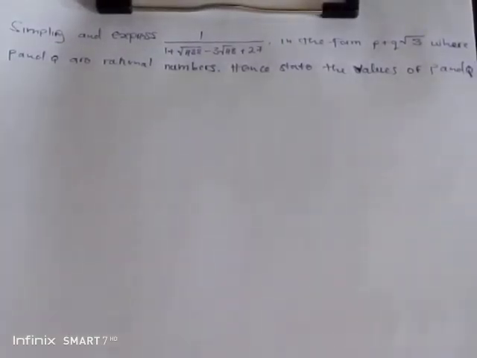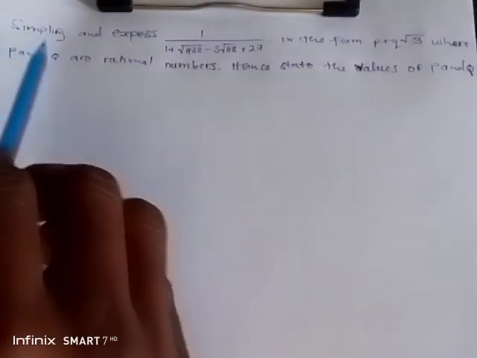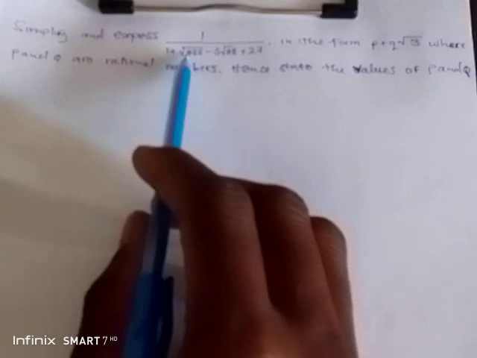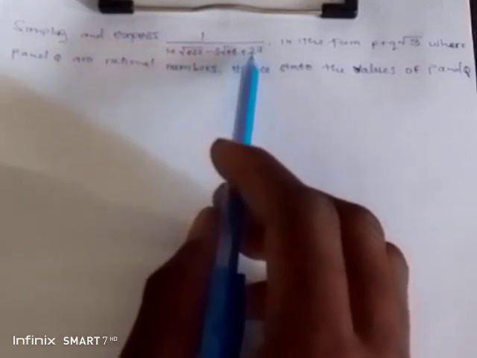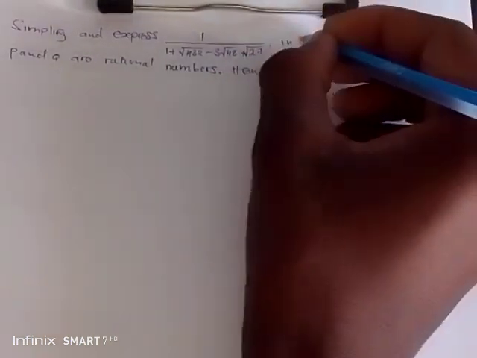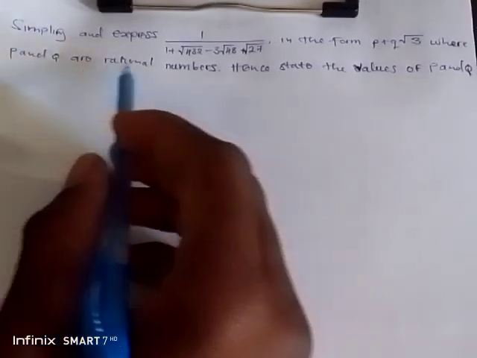We have this question that we need to solve. This question is on Surds. The question says, simplify and express 1 over 1 plus the root of 432 minus 3 root of 48 plus root of 27 in the form p plus q root 3, where p and q are rational numbers. Hence, state the values of p and q.